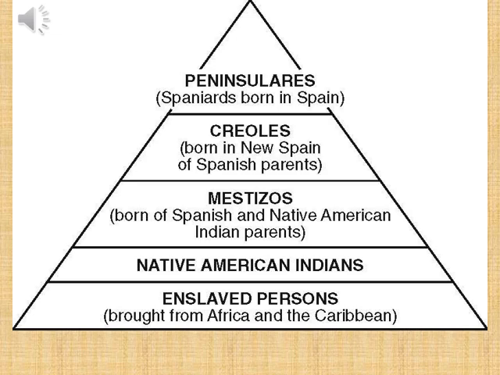Beneath them were Mestizos. These are people born of Spanish and Native American or Indian parents. So this would be one parent from a Peninsular or a Creole descent, and then one of the Native American parents mixing together to have a mestizo. Below them were Native American Indians. These were like Aboriginal individuals, people who were native to North, Central, and South America. And then beneath them, at the bottom of the pyramid, were slaves, enslaved persons brought from Africa and the Caribbean against their will.